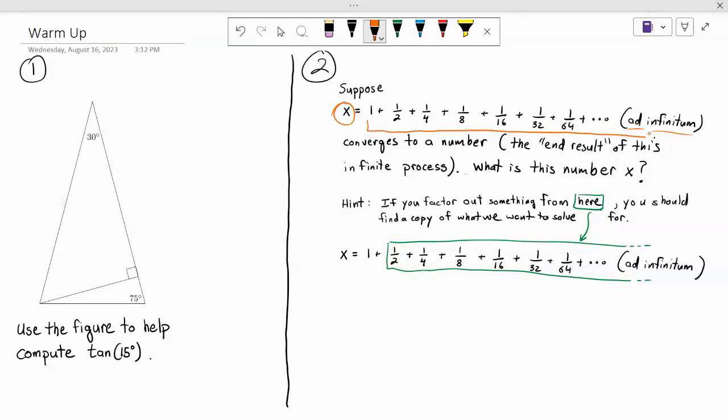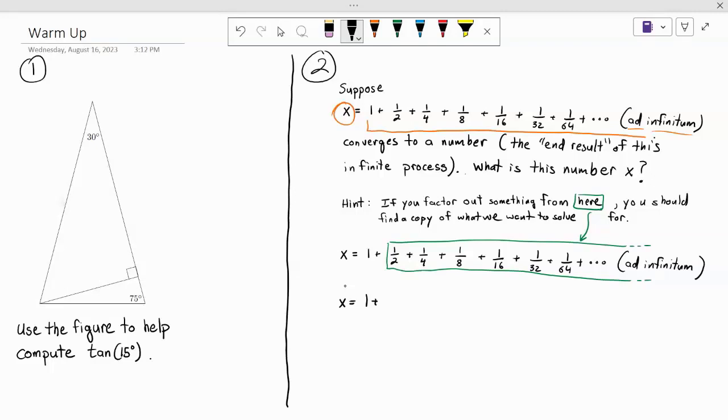Okay. Would you be able to find that number x? Well, I did provide a hint here. If you look at the stuff that's in the green box, all the terms except the first term, which is 1, do you see a common factor in all those terms?